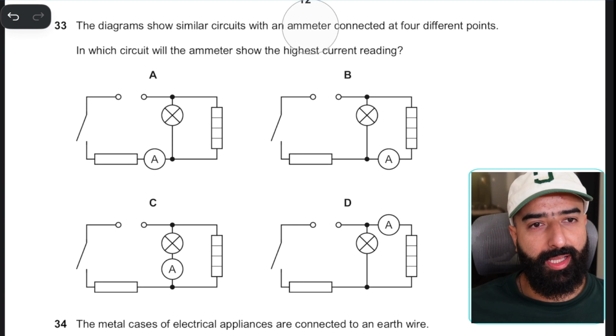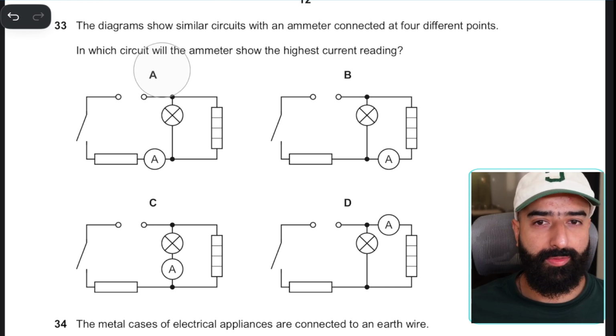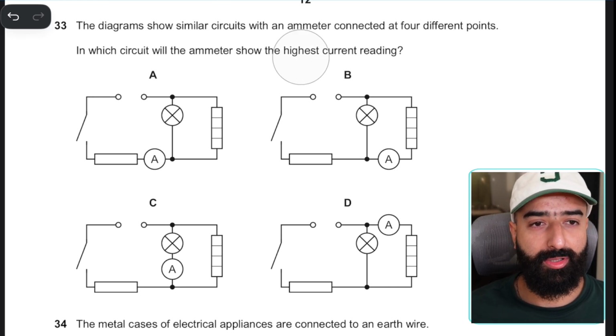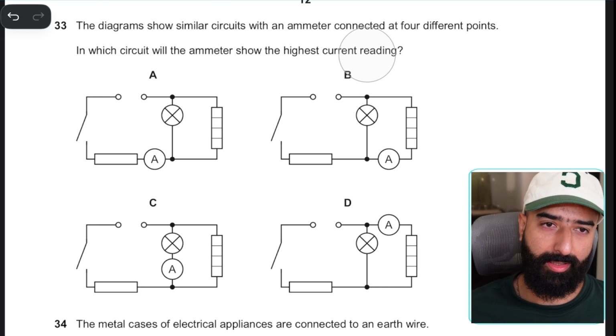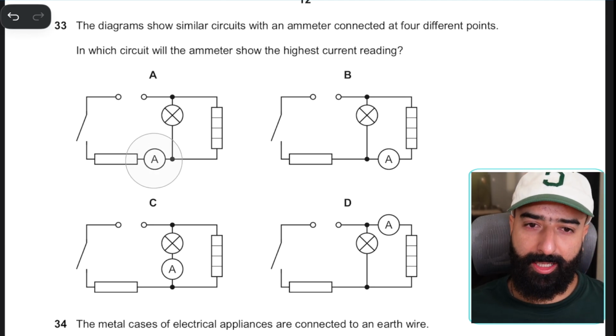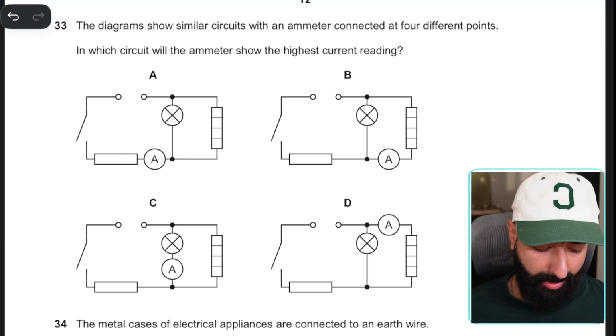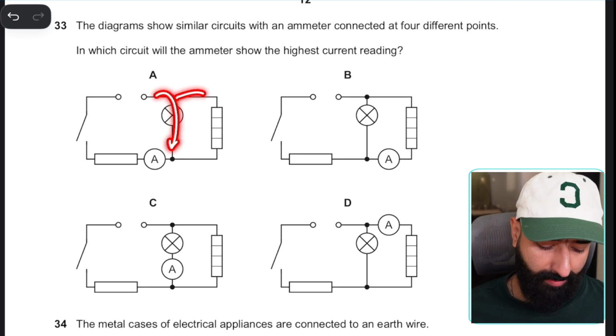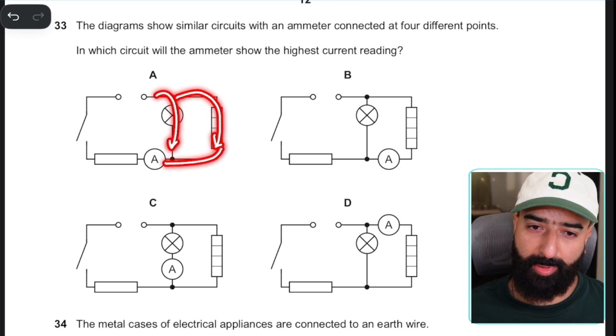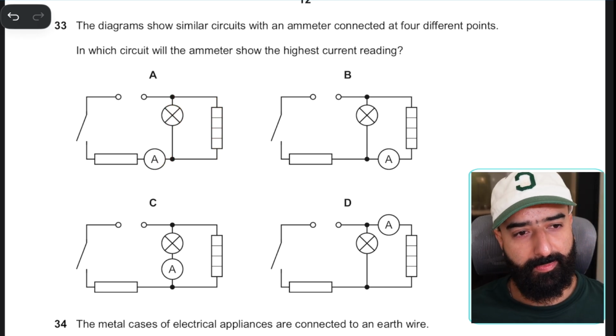Similar circuits with an ammeter connected at 4 different points. In which circuit will the ammeter show the highest current reading? It has to be A. Why? Because all of this current which flows through the 2 branches flows back through the ammeter.